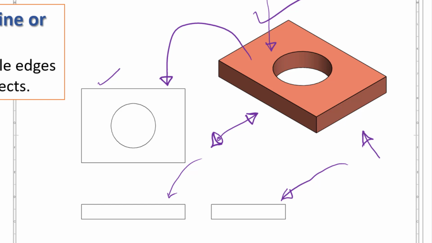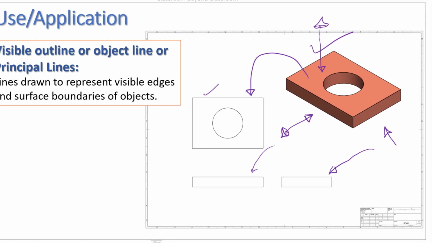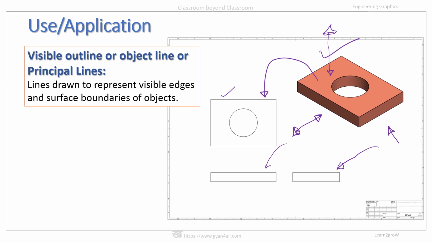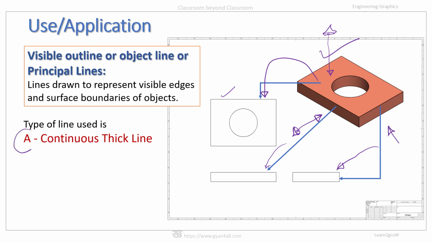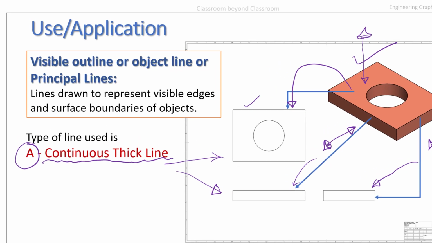So in this case, we have to use visible outlines or object line or principal lines. And the general convention is that we have to use A type line for this type of outlines. And A type line, already we have discussed, is a continuous thick line. So for all these cases, because it is the outline of the object or surface boundaries of the object, we will use continuous thick line because these are the visible outlines or object lines.